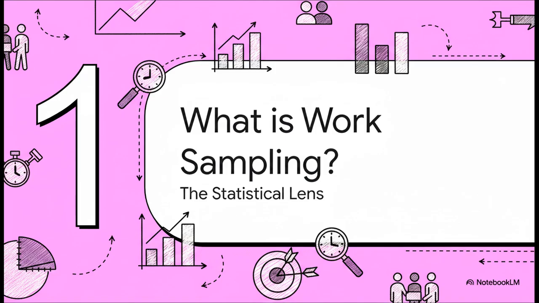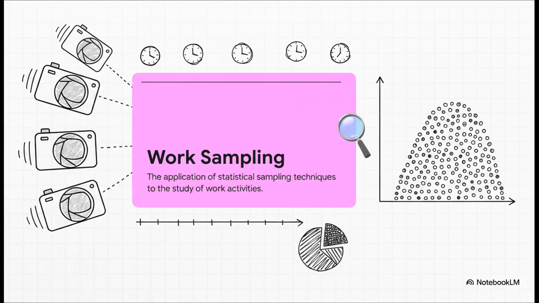What exactly is work sampling? And how does it give us this powerful statistical lens to see our operations with total clarity? The easiest way to think about it is like this. Instead of standing there for hours watching one person or one process, you take hundreds, maybe even thousands, of quick snapshots at completely random times. Each snapshot is just an instantaneous observation. And when you put all those little pictures together, they form an incredibly accurate portrait of the entire operation.